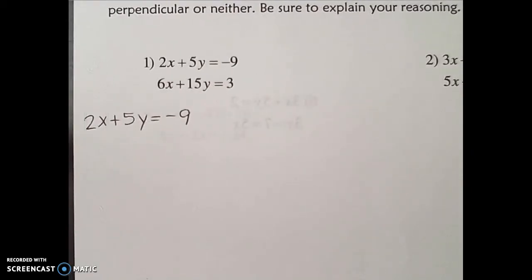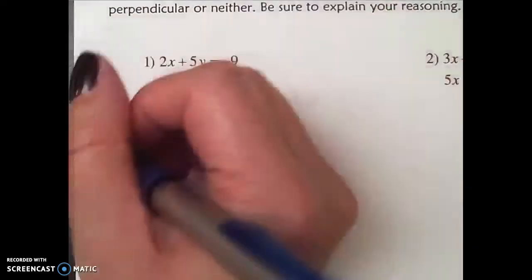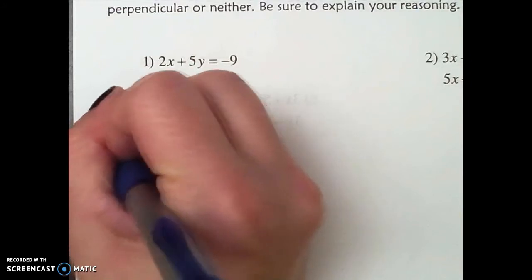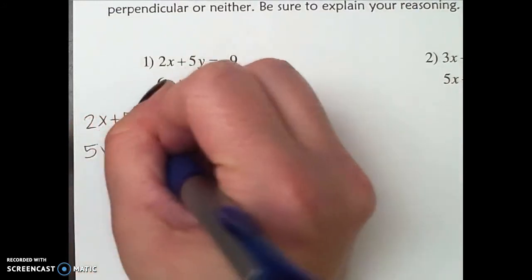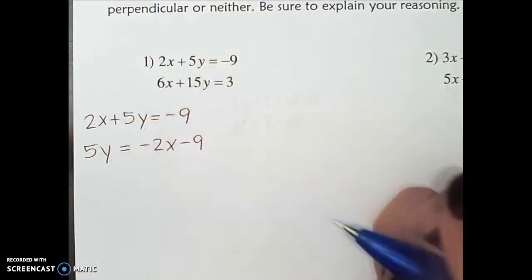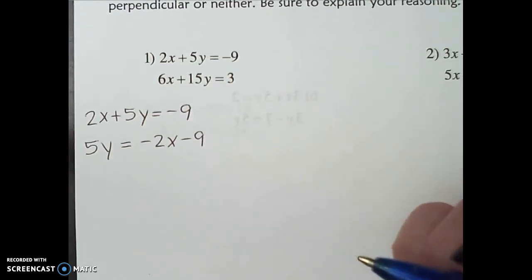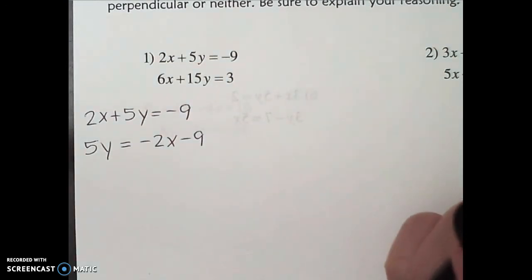Now if I want to get y by itself, I have to move that positive 2x to the other side of the equation. Now remember from completing the square and circles, if I want to move a term from one side of the equation to the other, I'm essentially just changing its sign. So this positive 2x is going to become a negative 2x. I'll have 5y equals negative 2x minus 9. And then my final step to solve for y is to divide all of my terms by 5.